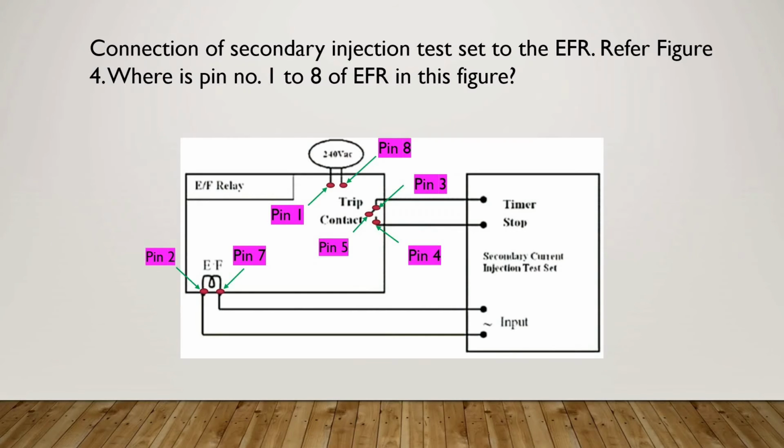And pin number 3 at the trip, and pin number 5 at normally open contact, and pin number 4 is a common, and pin numbers 2 and 7 are the input of the current transformer.